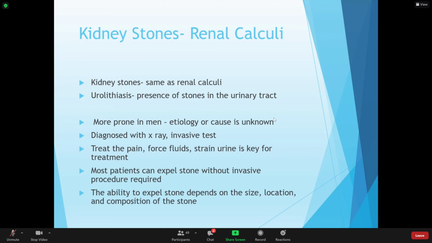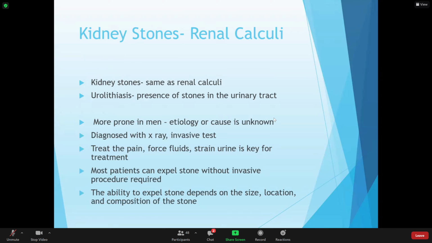The next topic for renal is kidney stones. So the name for kidney stones is renal calculi. What does that even mean? It just means kidney, and the calculi word means stone. So if you see it written in somebody's chart, renal calculi, you see it written urolithiasis, or might say nephrolithiasis.